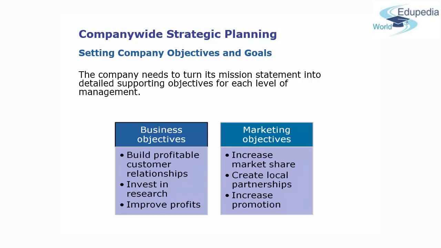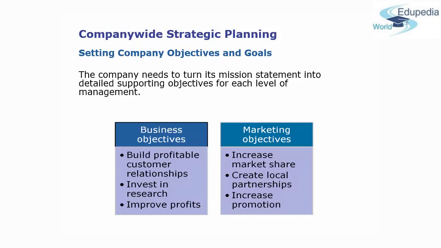Marketing objectives: increase market share. Business objectives: invest in research. Marketing objectives: create local partnership. Business objectives: improve profits, and marketing objectives: increase promotion. So these are setting company objectives and goals.